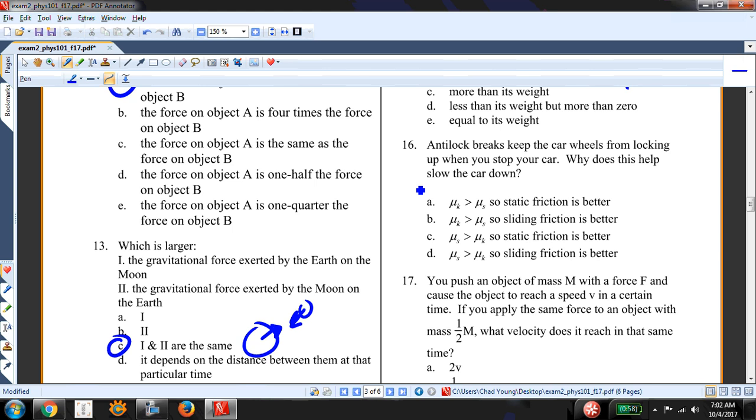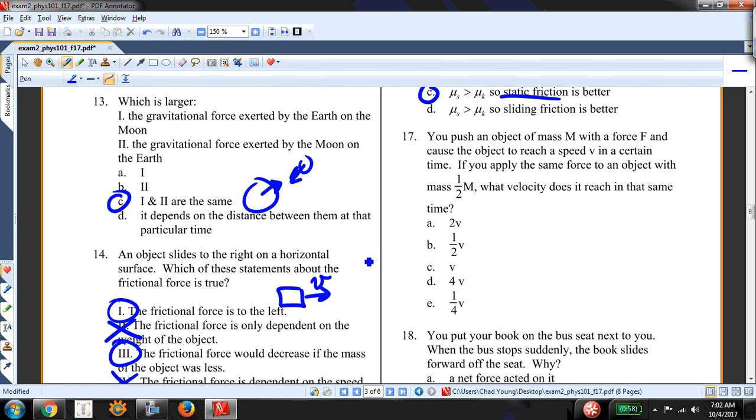Anti-lock brakes keep the car wheels from locking up when you stop your car. Why does this help slow the car down? Okay, so it's because mu s is bigger than mu k, and static friction is better. So C is the right answer. That was straight from the concept test.